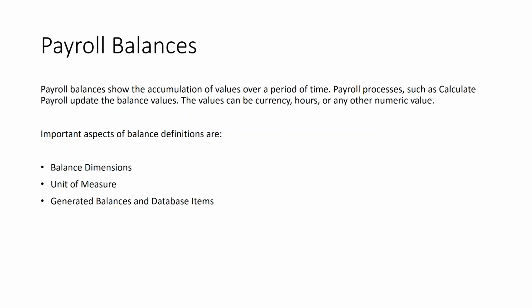So this year to date or period to date, these are known as balance dimensions. The payroll balances get created by default when you create an element. So let's say your element is basic salary, then basic salary year to date, or basic salary YTD, is the name of the payroll balance. So it works in this way. YTD and PTD, I mean year to date and period to date, are some very basic balance dimensions. There are a lot of other dimensions available.